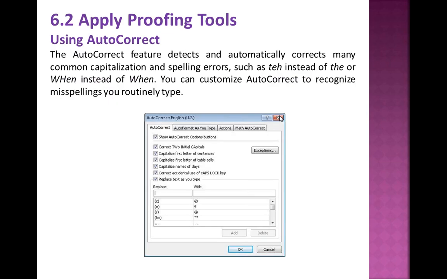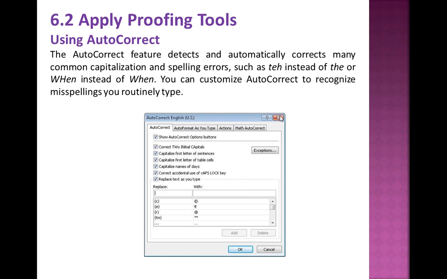Now, next is applying proofing tools. This means we can apply the various proofing tools that are available in Microsoft PowerPoint 2010. The first topic is using AutoCorrect. As I told you in Excel and Word, AutoCorrect is a feature that automatically corrects the word if you are writing the wrong word.